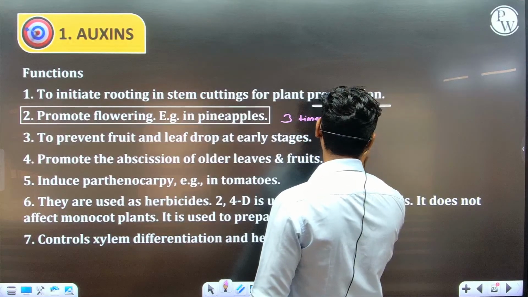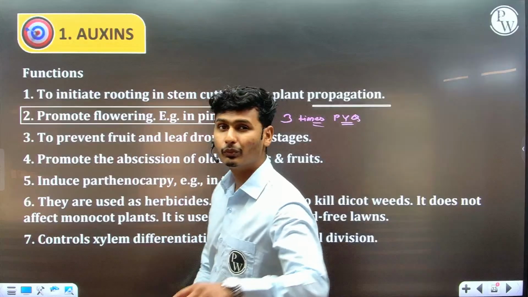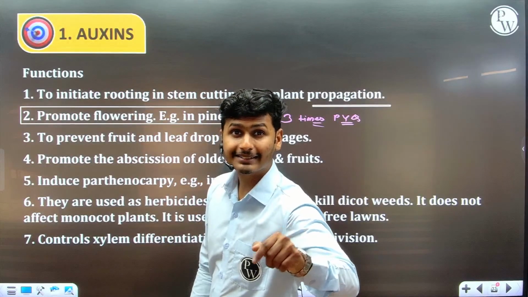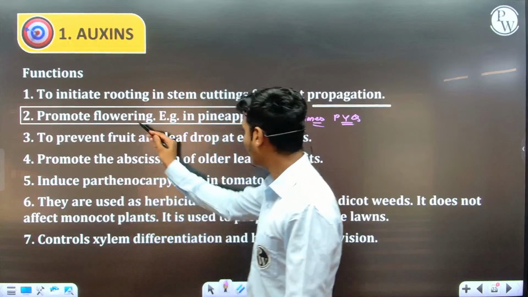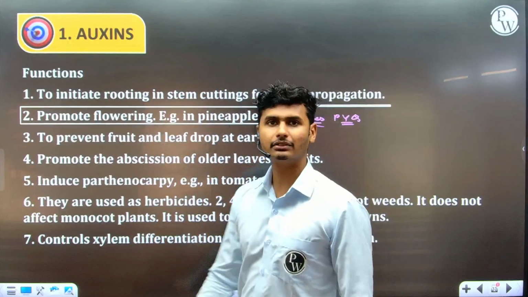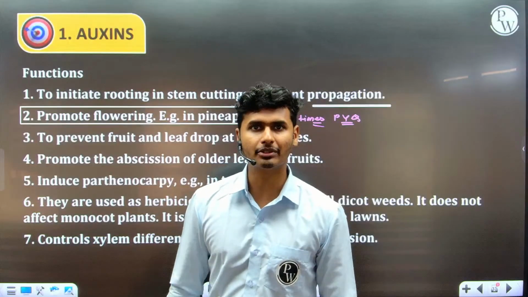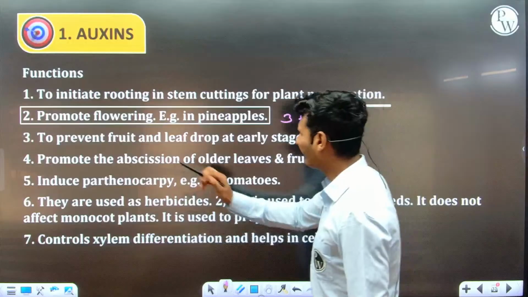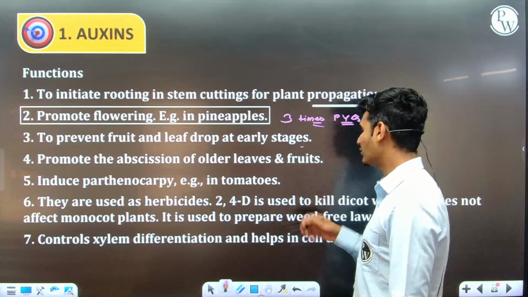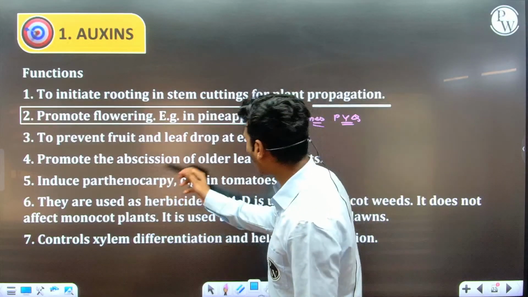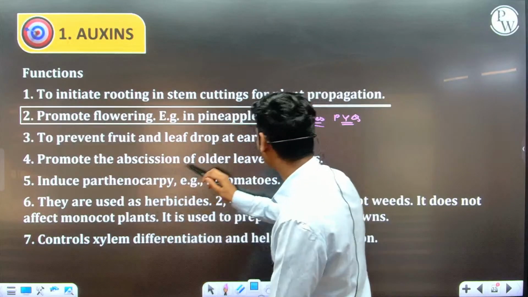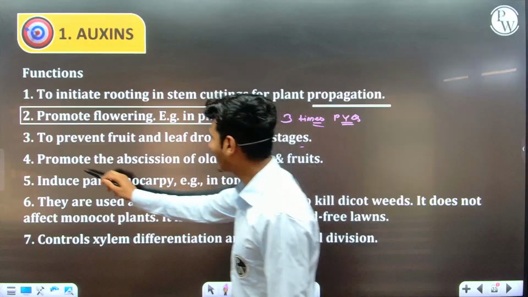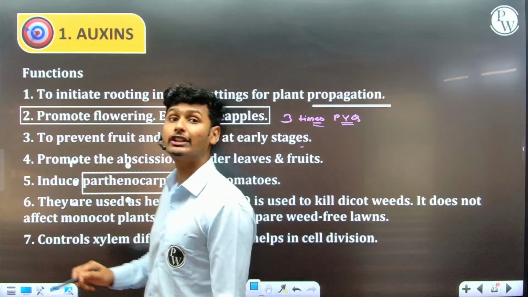PYQ 3 times. Which hormone or plant growth regulator promotes flowering in pineapple? This is a direct question in the NEET examination. Your answer is auxin. It prevents fruit and leaf drop at an early stage, good work. It promotes abscission. Abscission means the fall of older leaves and fruit. It induces parthenocarpy. Parthenocarpy is the formation of fruit without fertilization.